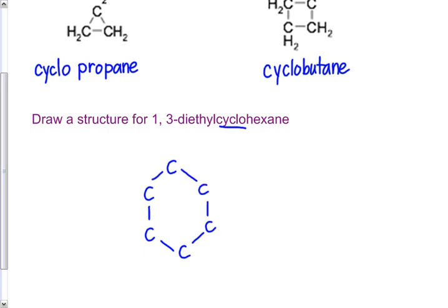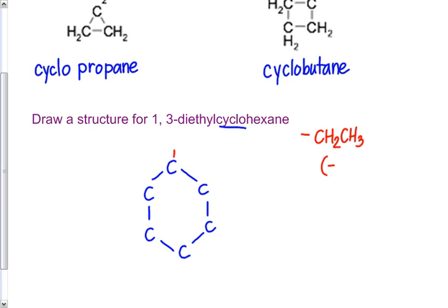And then it says that on the 1 and the 3 carbon, you are going to add an ethyl group. 1 on the 3, 1 on the 1. That's why diethyl, 2 ethyl groups. Now, it does not matter which carbon you call 1. Let's pick the top carbon to be 1. An ethyl has 2 carbons.